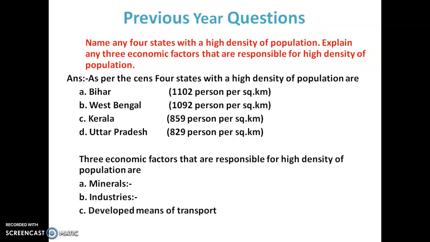And for proper utilization of minerals and industry, developed means of transport play an important role. For example, if industries need to bring the minerals to the factories, developed means of transport is required. And for exporting finished goods from the factories, developed means of transport is also required, because if the transport facility is not proper, it is difficult to transport the finished goods or minerals. So all these three factors are economic factors which lead towards high density of population.